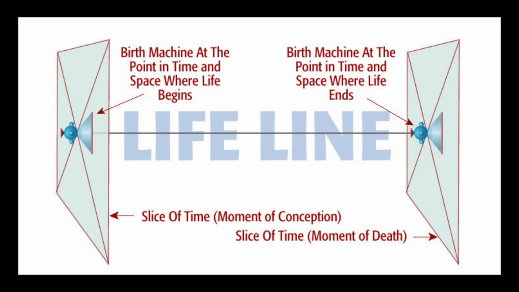These 2 points, the beginning and ending of life, mark the locations within time and space where we are to place our birth machines. We will place one at the beginning of life, conception. We will place a second one, identical to the first, at the end of life. Here is what that looks like. Our dimensional change machine is positioned twice. Once at the point in time and space where life begins, then the same birth machine is positioned again at the point in time and space where life ends.